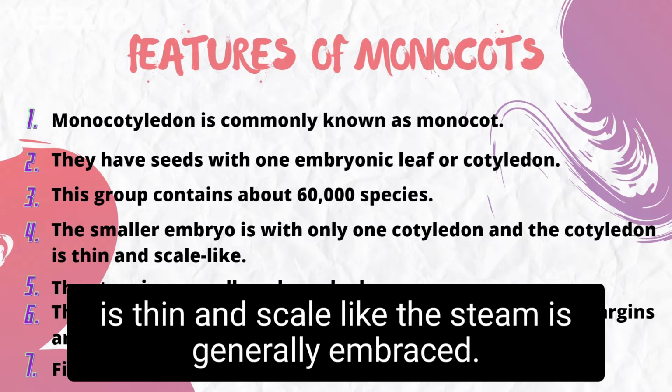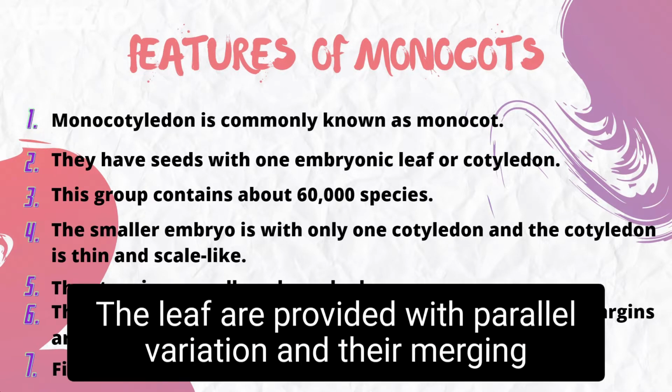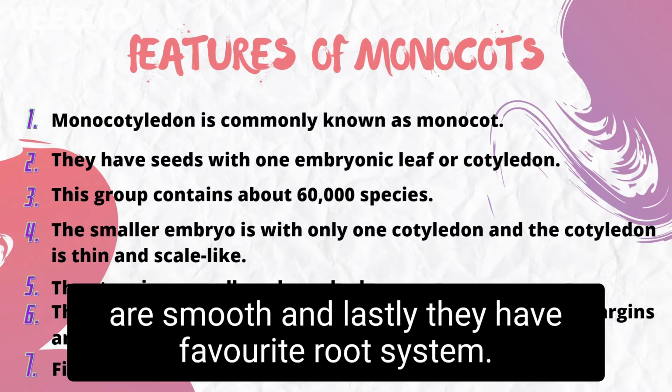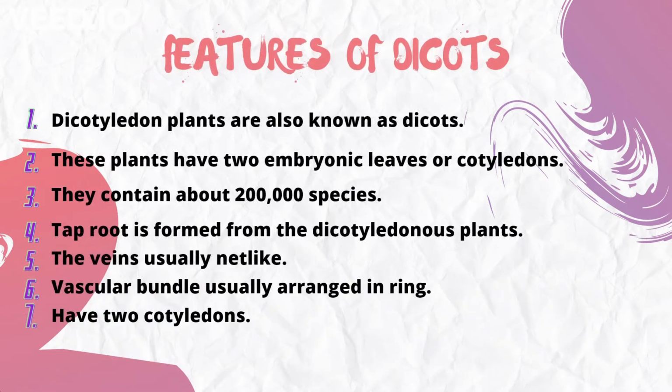The stem is generally unbranched. The leaves are provided with parallel venation and their margins are smooth. And lastly, they have a fibrous root system.